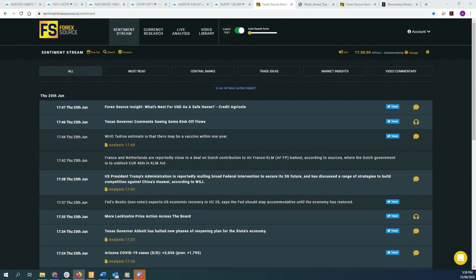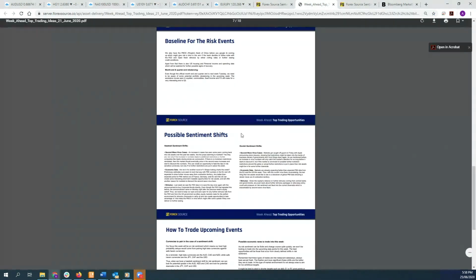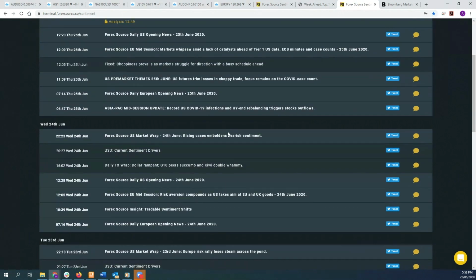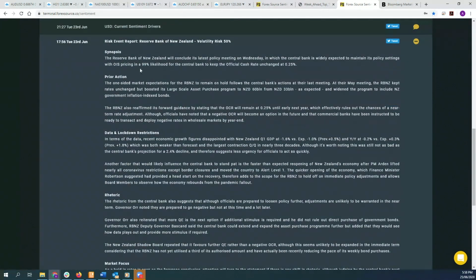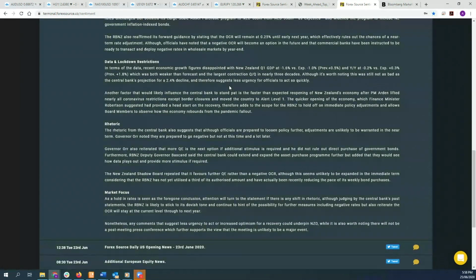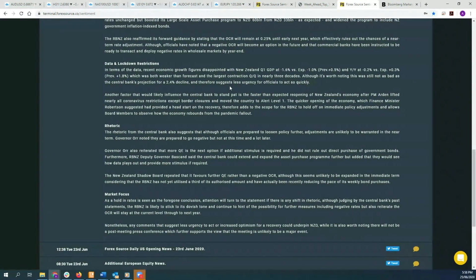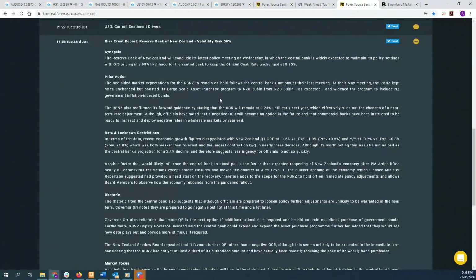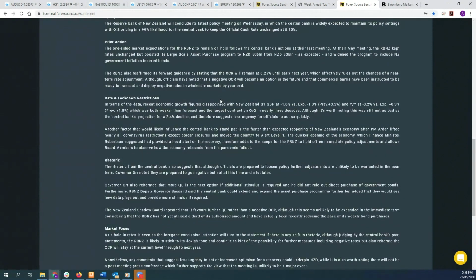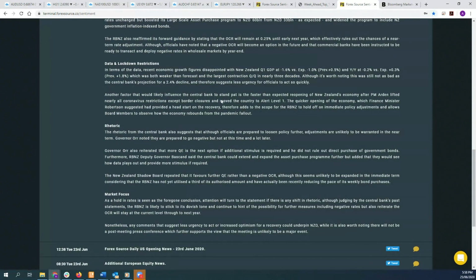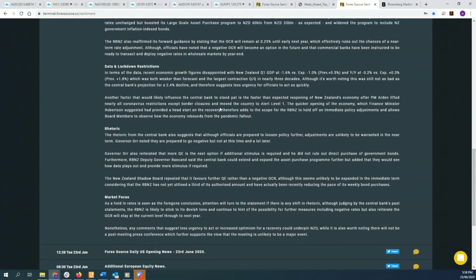For all of the big upcoming events, we usually post our risk event outlook report. A good example from this week was the RBNZ report. If we just scroll down to Tuesday, we had the risk event outlook report for the RBNZ meeting. So these reports are really gold because they give you a detailed rundown of exactly what the market is currently looking for, what the possible market focus will be, and possible outcomes from that particular event.